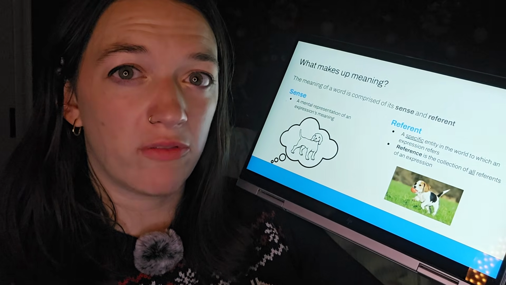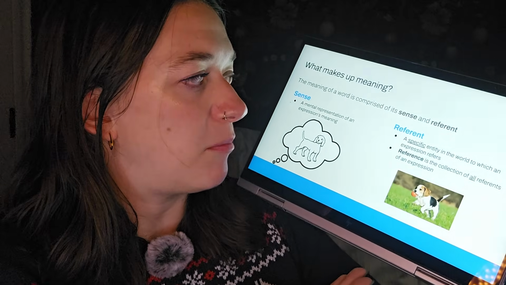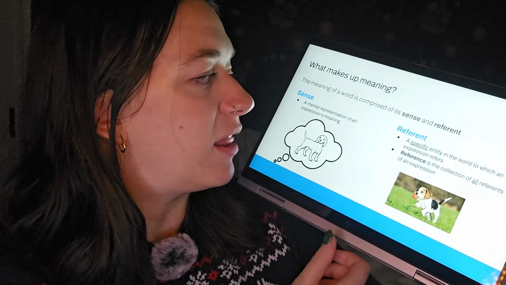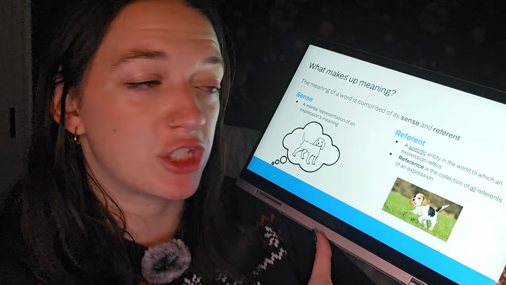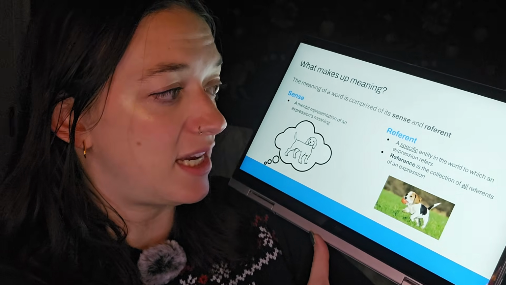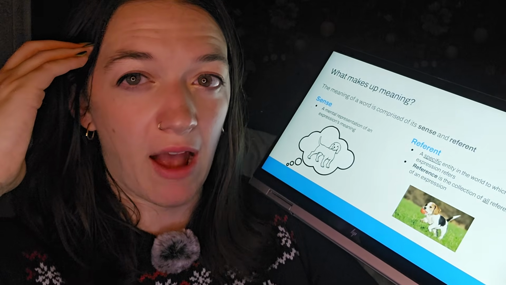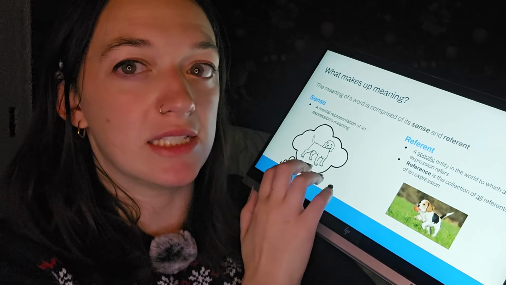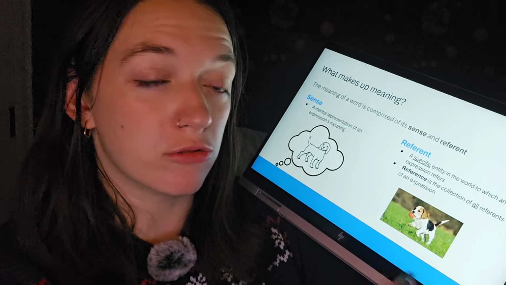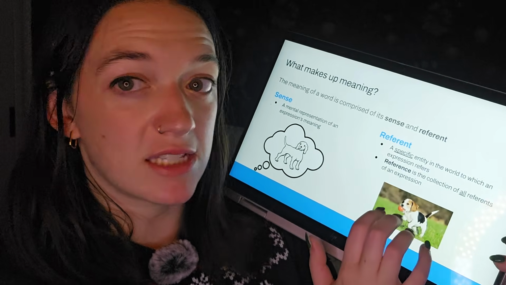So I'll quickly go over this slide because we've seen it before, but a word's meaning is made up of its sense and its referent, that is to say, the mental representation of an expression's meaning, and potentially a real-world entity to which an expression refers. The mental picture you have that comprises meaning is the sense, and if there is a real-world representation of that expression, then that is the referent.